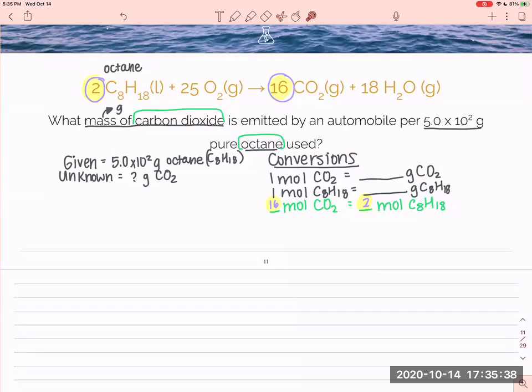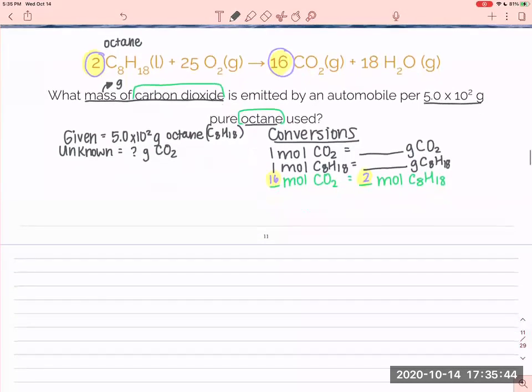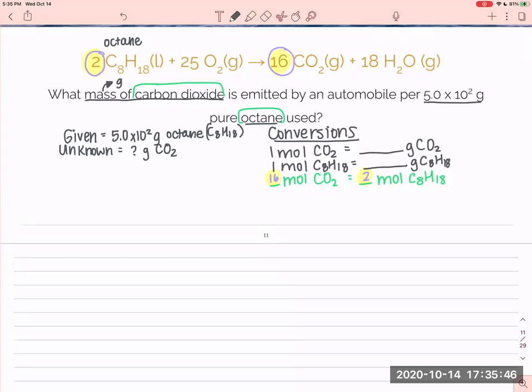So if you hear me talking to myself like this, feel free to do that as you practice, or with your study group. Talk to yourself and talk to each other, talk to the paper about that, which means I have all my conversions. I can now fill in my molar masses. I will let you do that. If you need a minute, pause and do that.